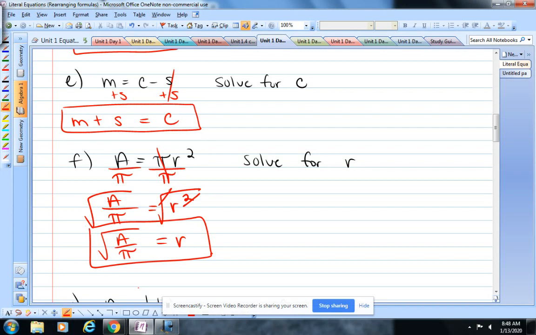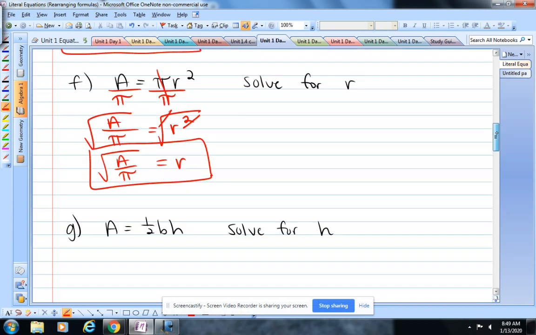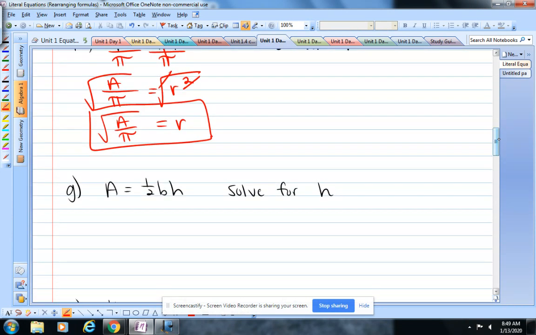So you might have one of those, I think, on your practice. So if you have a square, you take the square root of both sides to get rid of it. Okay? Y'all with me? Everybody look at that. Y'all okay with that? What we did? We divided by pi, and to get rid of the square, we took the square root of both sides. All right. Do not change pi to 3.14. Leave it pi. All right, let's see what we do with a fraction.